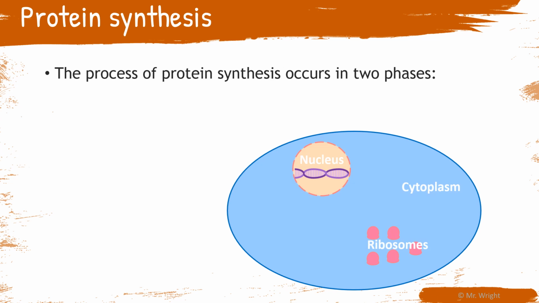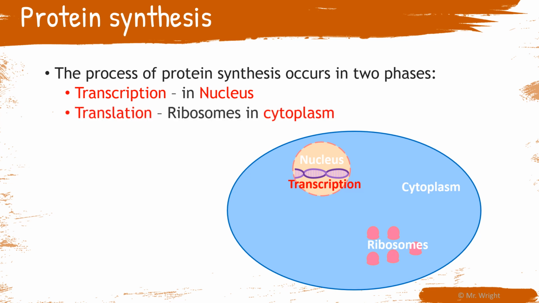The process of protein synthesis occurs in 2 distinct phases. The first phase is transcription, which takes place in the nucleus. This is where the coded message for protein synthesis from the DNA is copied onto an mRNA molecule, because DNA cannot leave the nucleus, so it needs to copy that message onto an mRNA molecule, which can then leave the nucleus and go to the cytoplasm, where the second phase can take place, called translation. This happens at ribosomes in the cytoplasm, where the protein molecule will be built.